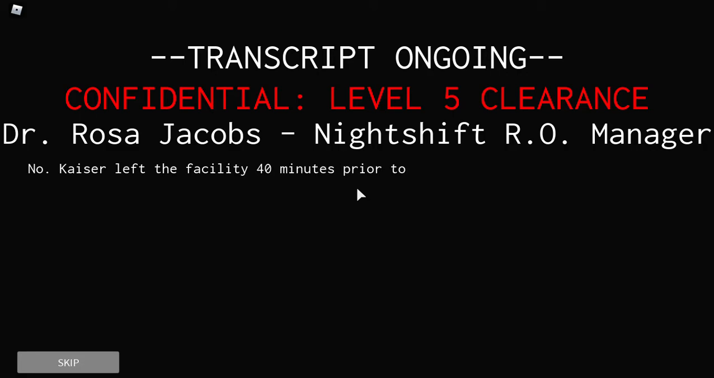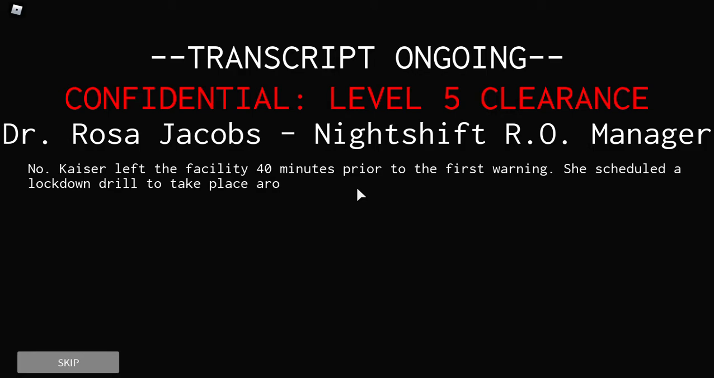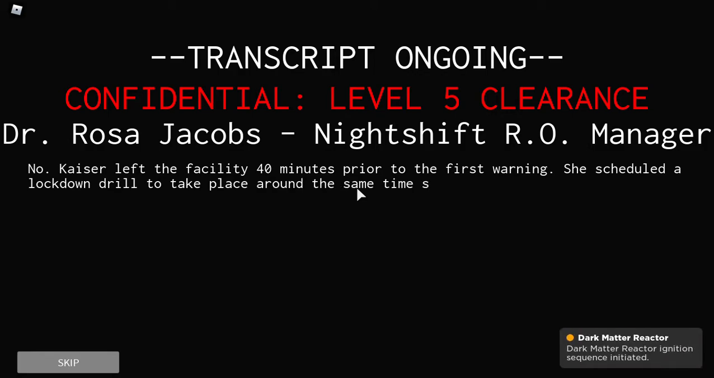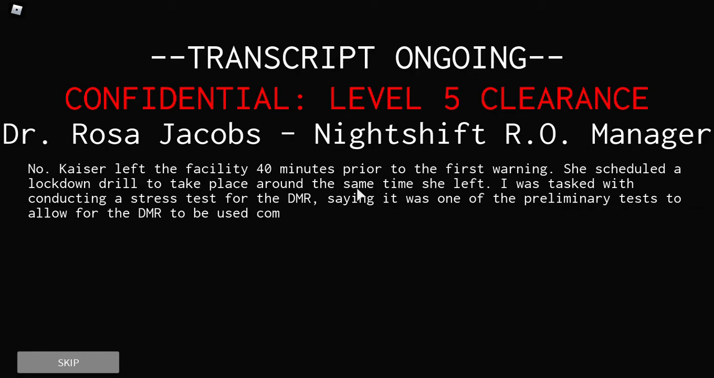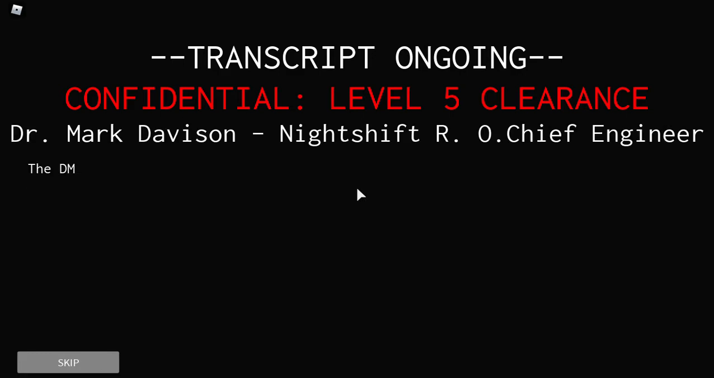She scheduled a lockdown drill to take place around the same time she left. I was tasked with conducting a stress test for the DMR, saying it was one of the preliminary tests to allow for the DMR to be used commercially. The DMR proceeded to breach supercritically approximately around 11:35 p.m.